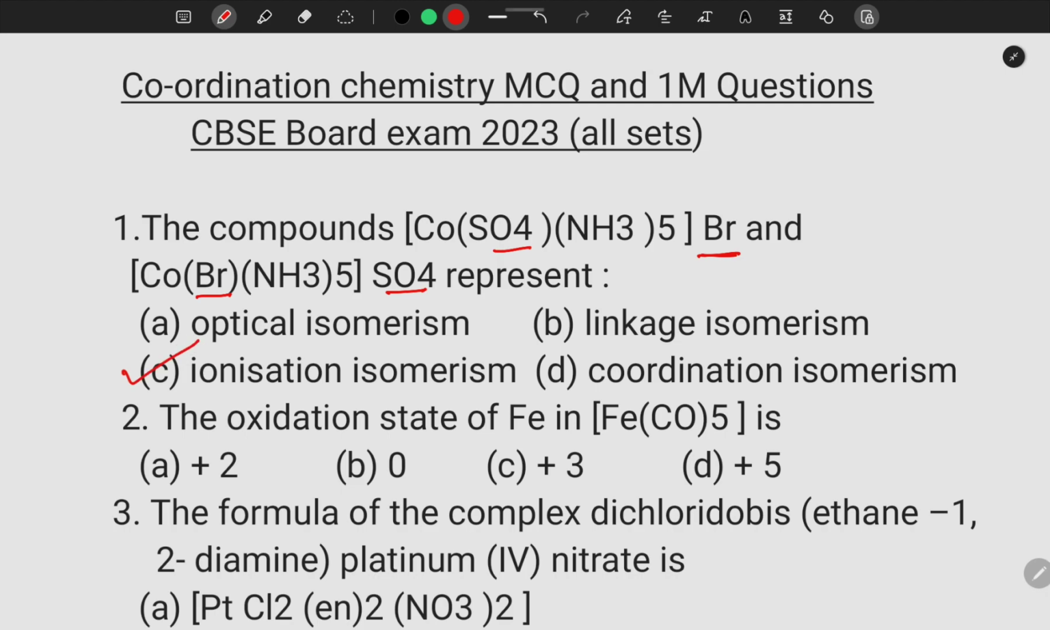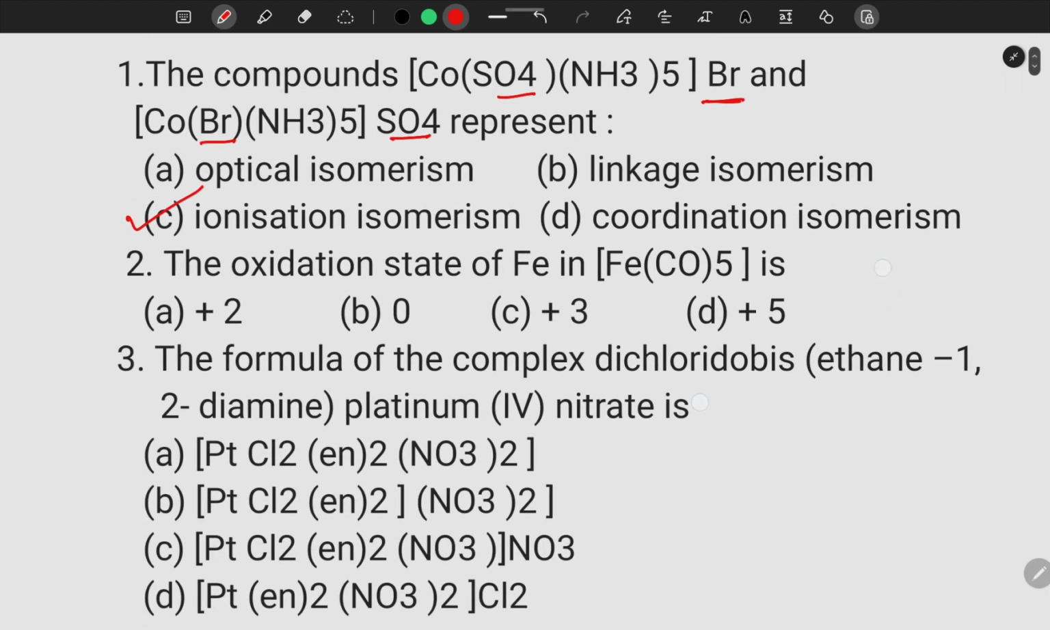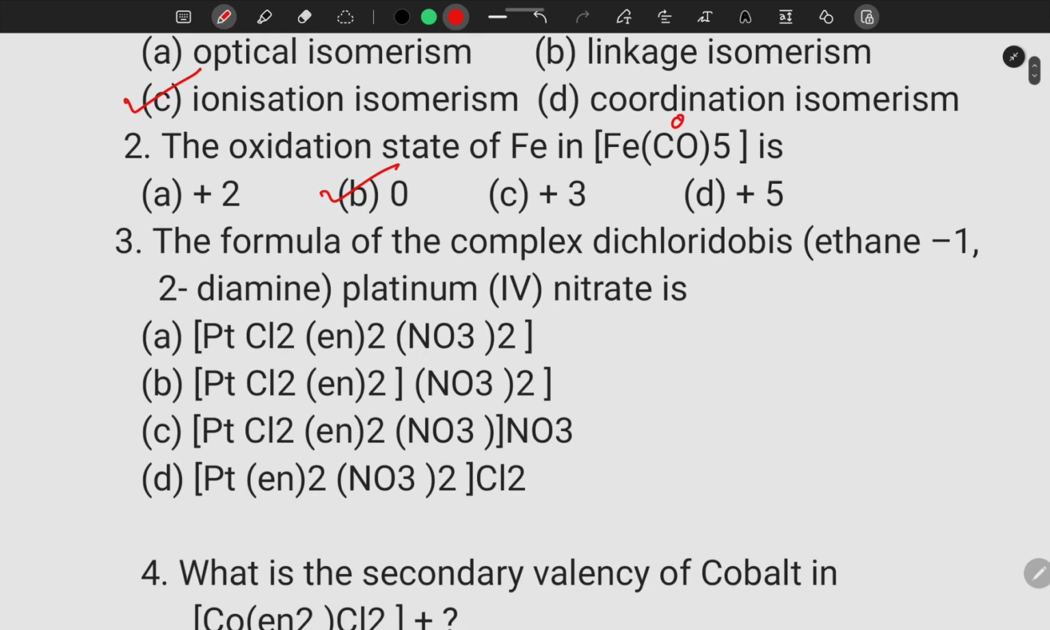Ionization isomerism. The oxidation state of iron in iron pentacarbonyl: carbonyl is a neutral ligand, and when a metal is combining with the carbonyl ligand, the metal will be in its lowest oxidation state. Here carbonyl's oxidation state is 0, so iron will be in 0 oxidation state because the sum will be equal to 0.